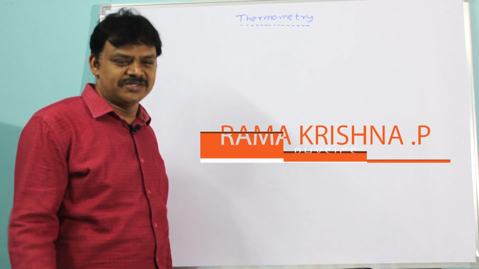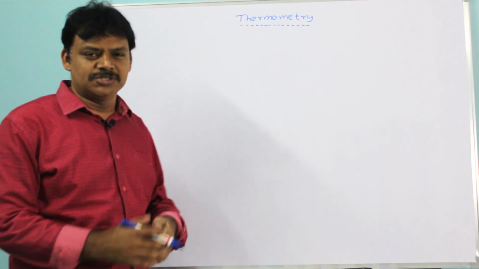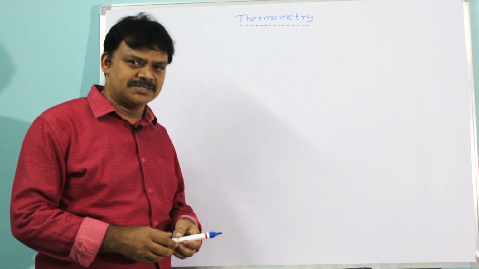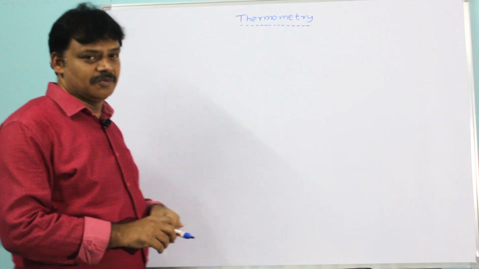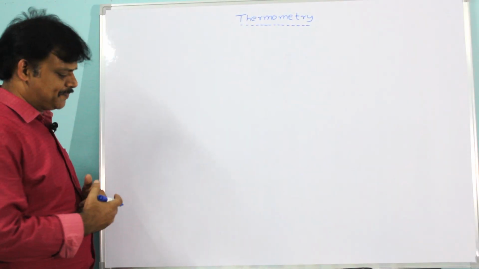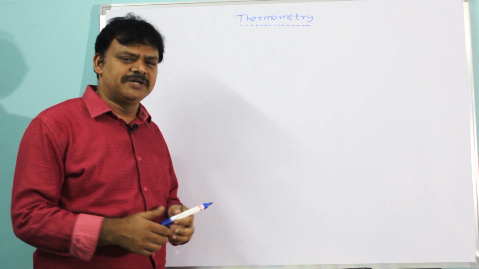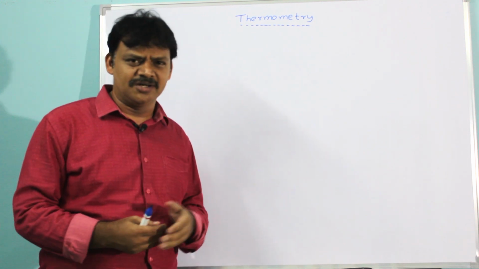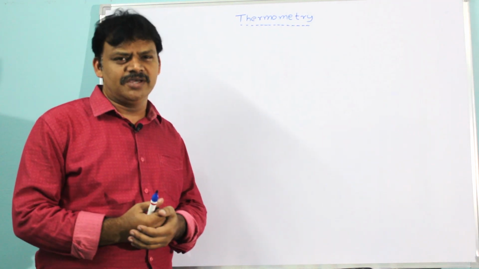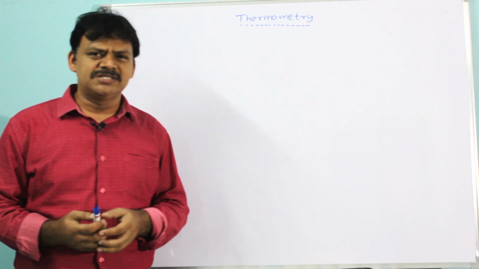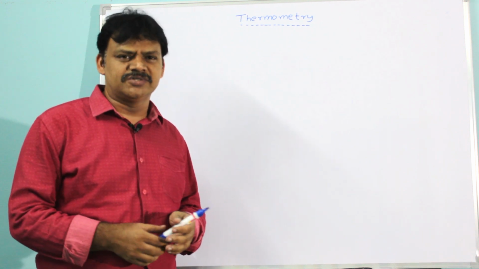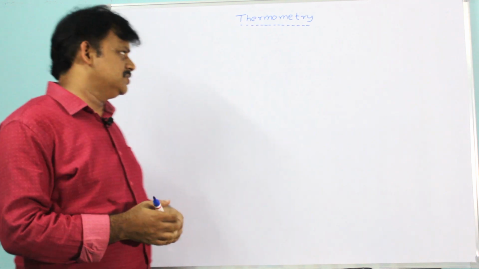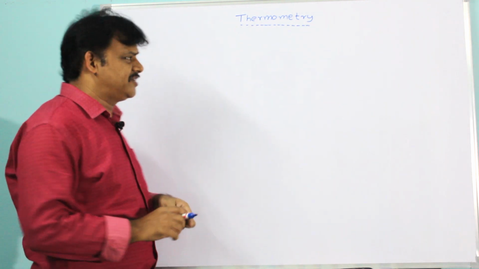Ramakrishna, PRK Physics. Let us discuss thermometry, a quick revision for NEET or JEE Mains regarding the synopsis of thermometry. Actually, a thermometer is an instrument used to measure the temperature of a body, and you know temperature is nothing but the degree of hotness or coldness of a body. And as you know, heat is a form of energy that always transfers from a body at high temperature to a body at low temperature. So, let us go into the scales of temperature.